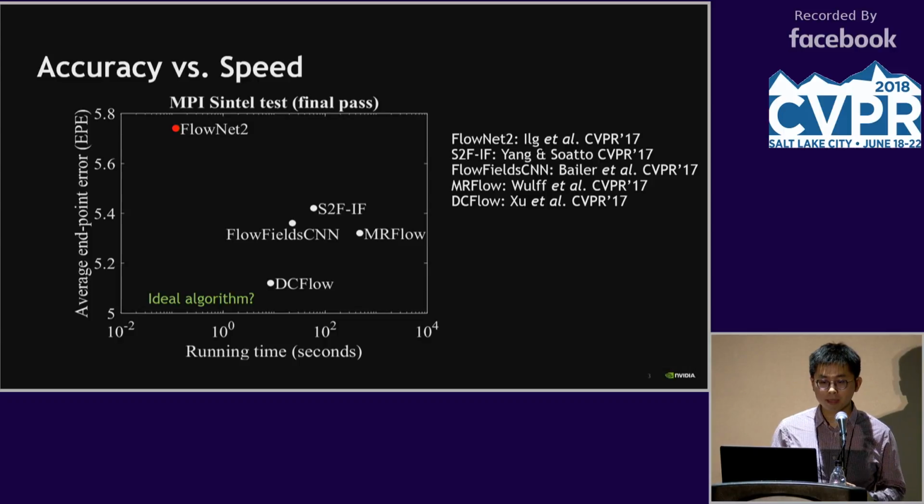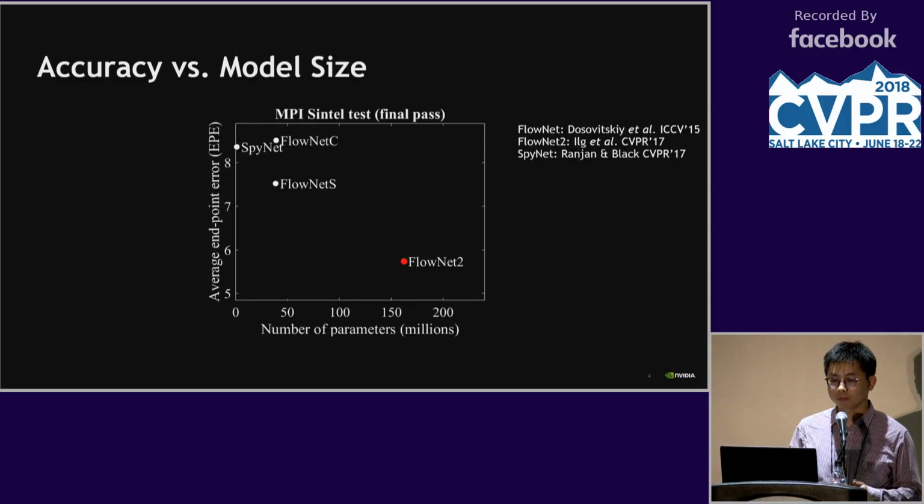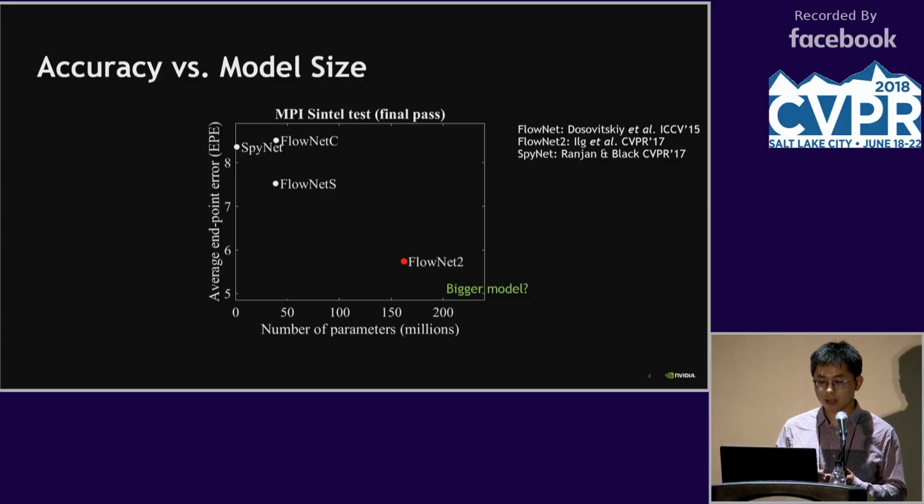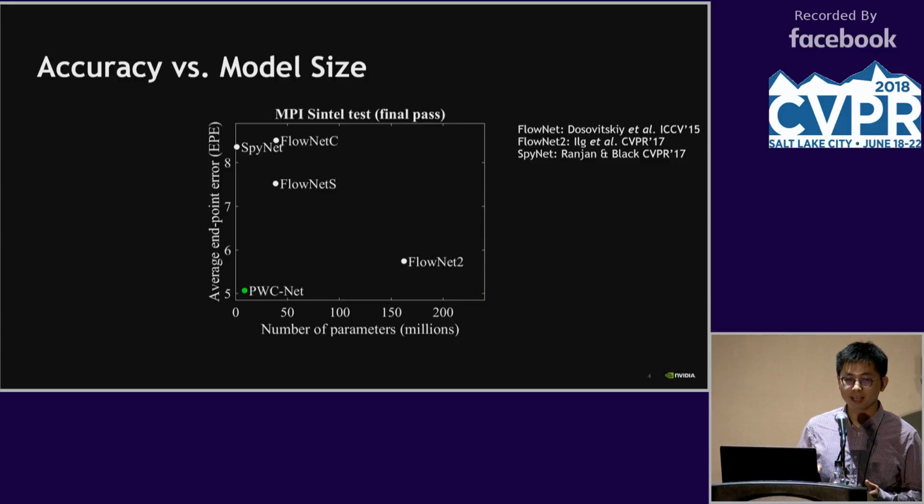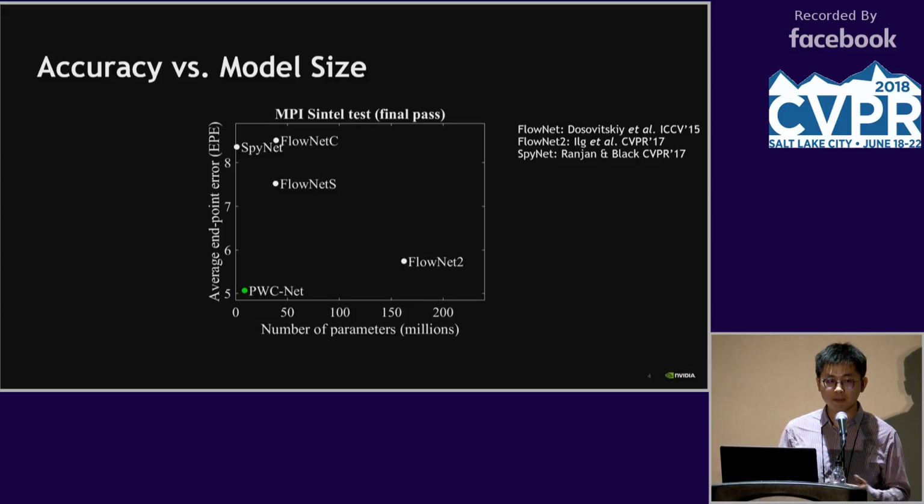So let's see all the published CNN models for optical flow. In terms of performance on the y-axis and model size, that is the number of parameters, on the x-axis, we can see there is a clear trend between performance and model size. It seems like we are going to need a bigger model than FlowNet 2, which is already big with 160 million parameters and hard to train. So, to some of your surprise, I'm going to present PWC-Net, which is very compact but still highly effective. It actually outperforms the state-of-the-art on the Sintel final pass.